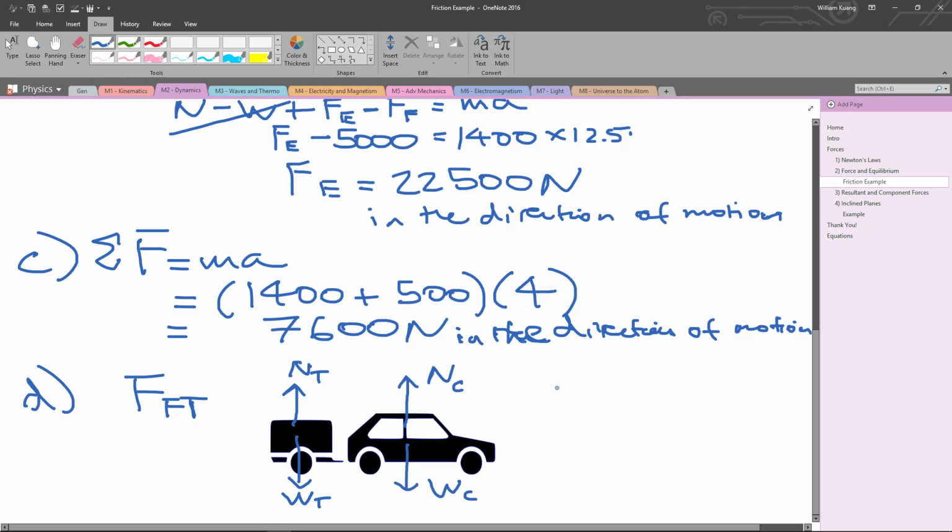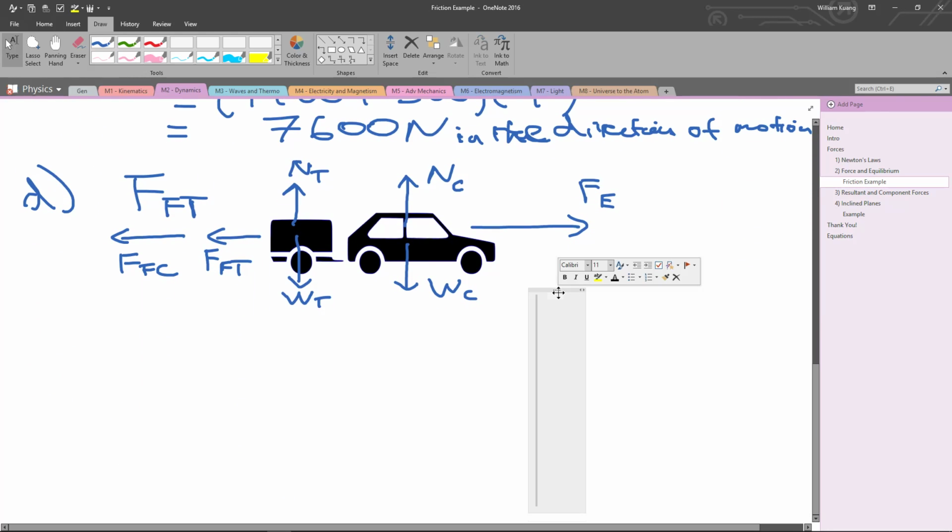Then what else do we have? We have the engine force, of course. So the force from the engine, but we also have the friction force of the trailer. So the friction force from the trailer, but we also have the friction force from the car. Okay, so we have 2 friction forces here. Now we're being asked to work out the friction force from the trailer. So this FFT value here. I'm just going to put this question mark because that's what we're trying to find out.